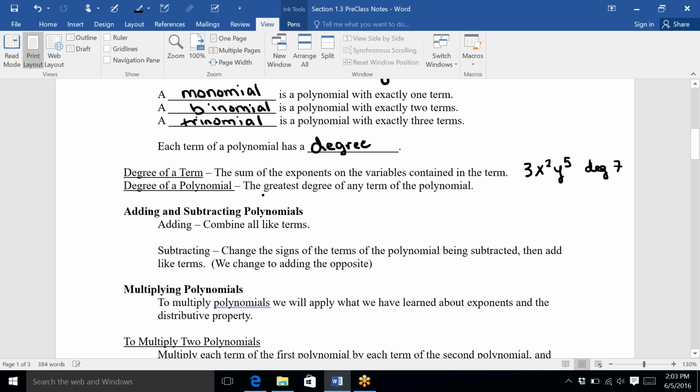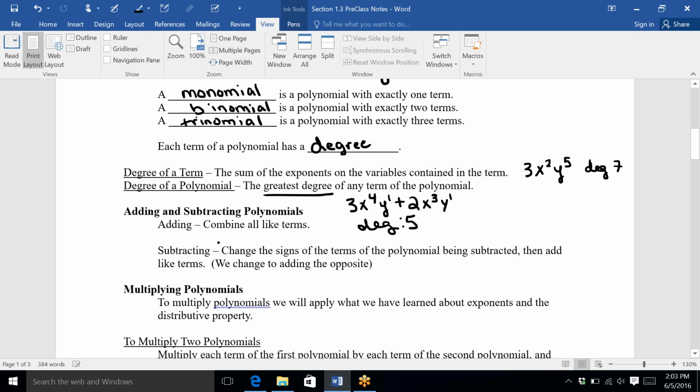The degree of the polynomial is just the greatest degree of the terms, the term that has the highest. So if you had, let's say, 3x to the fourth, y to the first, plus 2x to the third, y to the first, we would say that the degree of the whole polynomial is 5 because this has a degree of 5 and this has a degree of 4, and the bigger degree in that specific polynomial is the term that has the biggest degree.